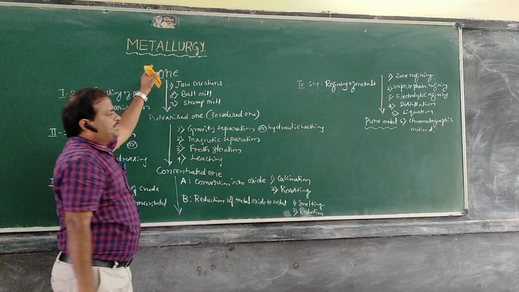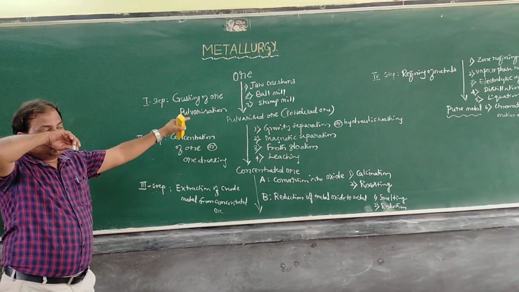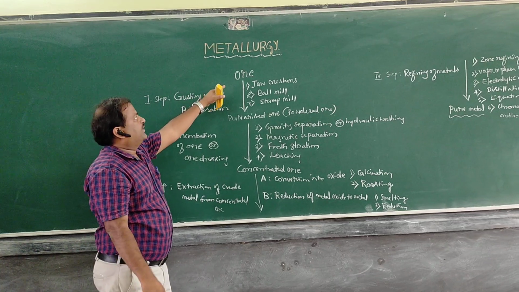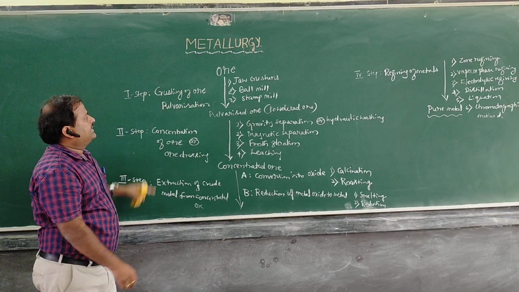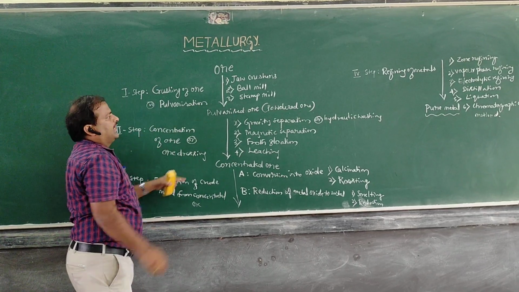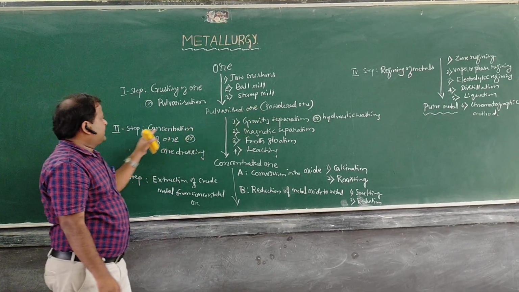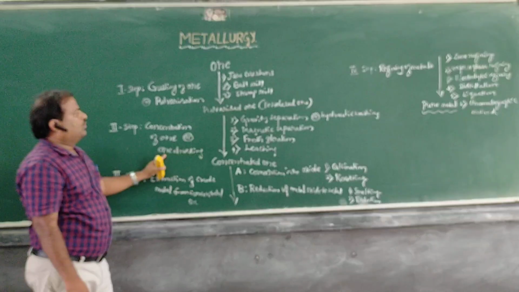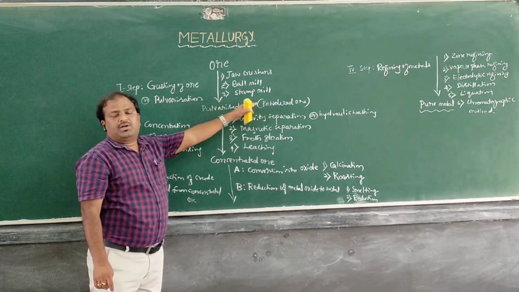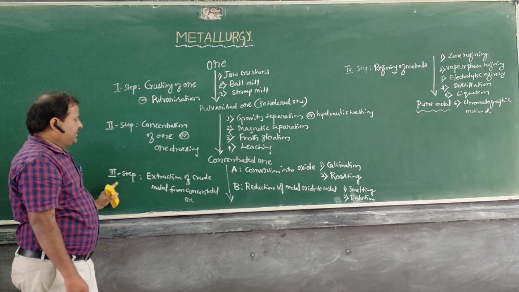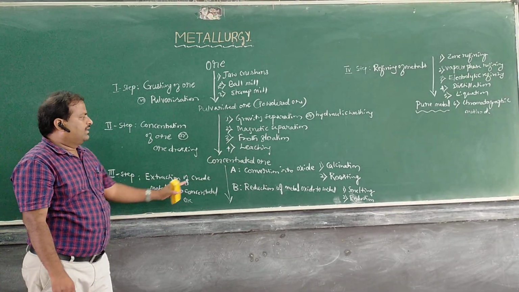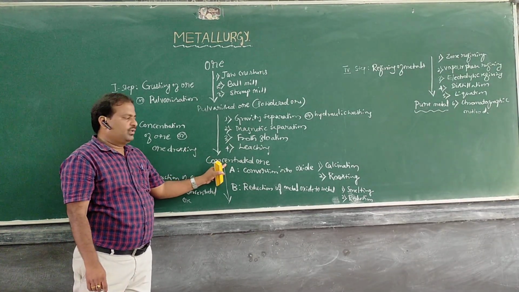This is the common steps involved in the metallurgical process. Once again, starting from ore, the first step is crushing of ore or pulverization. Then we get a powder ore. The second step is concentration of ore or ore dressing. By this, powder ore is converted into concentrated ore. Third step is extraction of crude metal from concentrated ore.